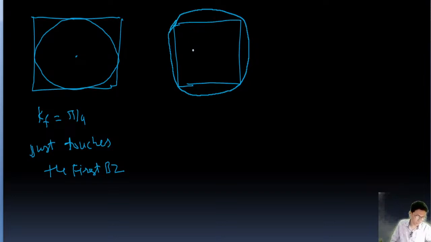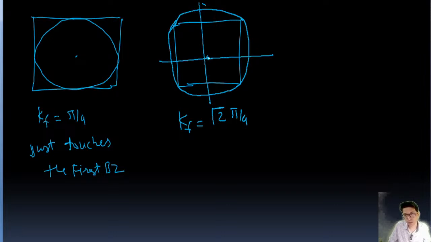Okay, so in this case, you can see this is the first Brillouin zone, and this is the circle which is touching the corners of the first Brillouin zone. So in this case, what is going to happen? Kf is going to be equal to root 2 pi by a, right? Because we can see this is the first Brillouin zone. This distance is pi by a, and this distance is root 2 pi by a. So Kf, that radius, is going to be root 2 pi by a.